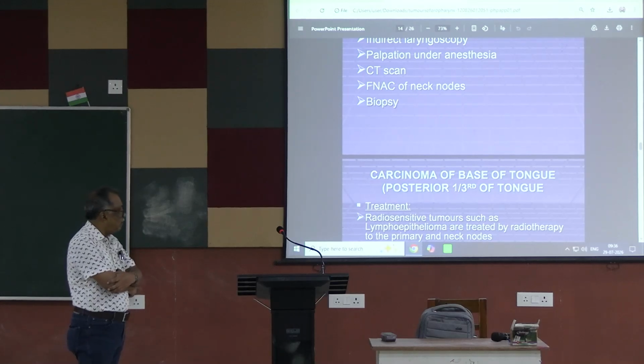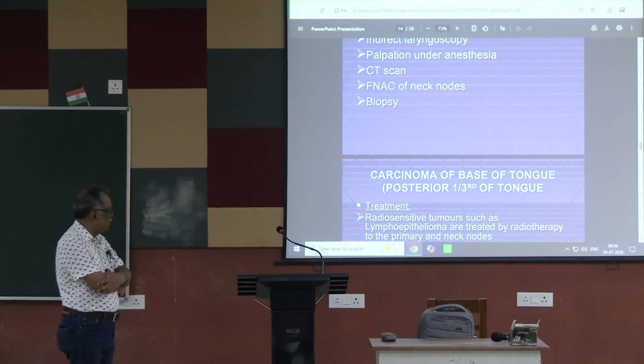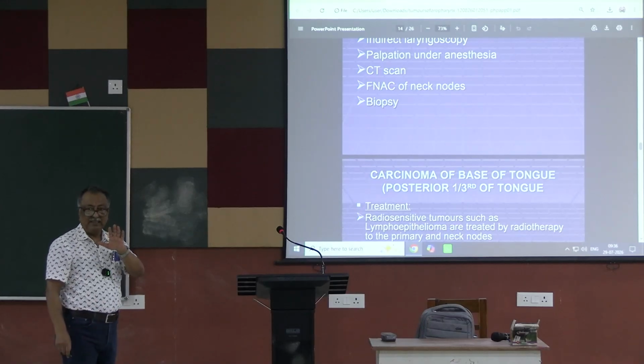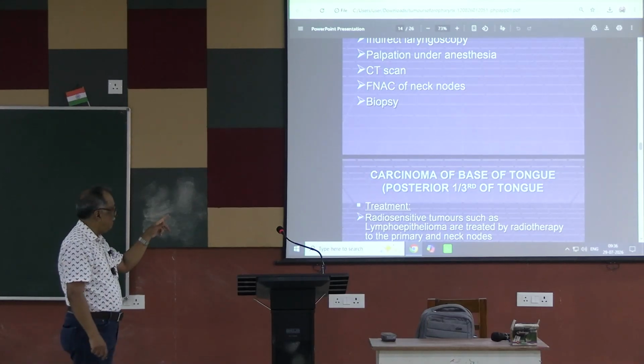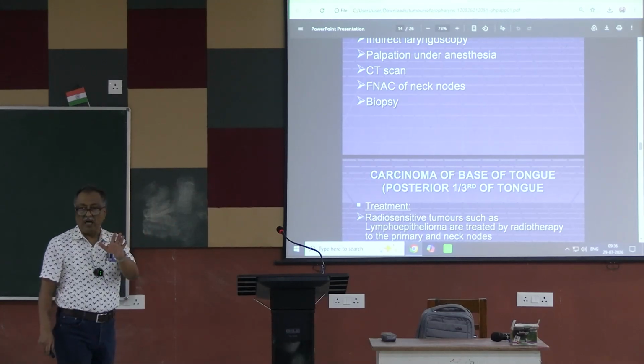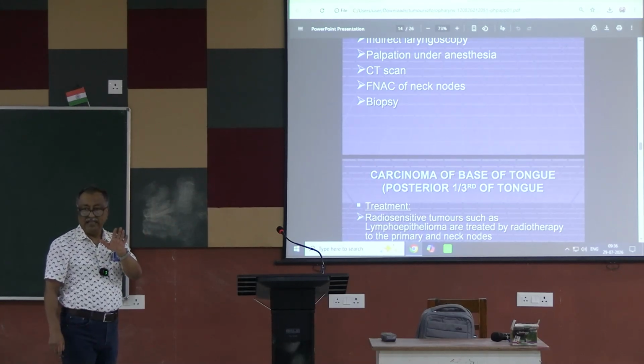Now, carcinoma base of the tongue, posterior one-third: lymphoepithelioma is a blessing. They are radiosensitive. Mostly the lymphomas are radiosensitive. That is the blessing.